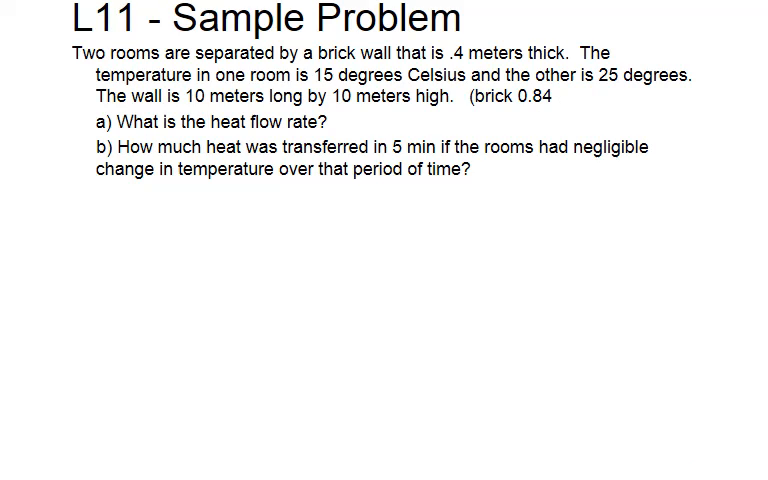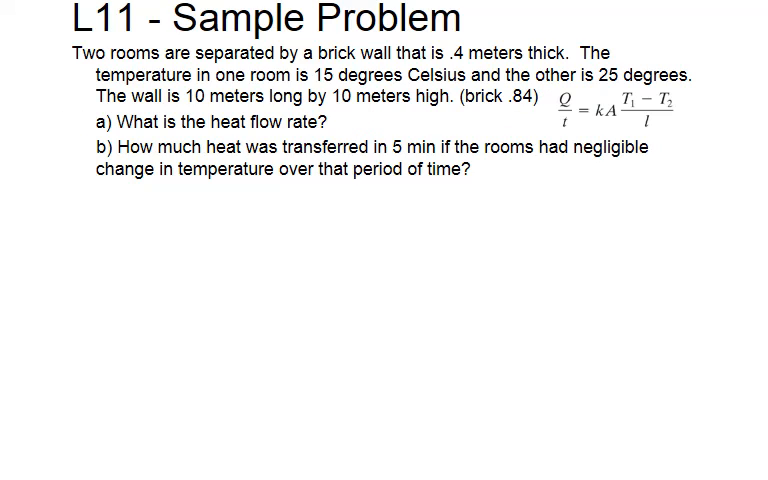So let's take a look at this example. We have two rooms that are separated by a brick wall that's 0.4 meters thick. The temperature of one room is 15 degrees Celsius, the other is 25 degrees Celsius. The wall is 10 meters long by 10 meters high, and we have brick, and this is the conductivity of brick. We want to figure out the heat flow rate, in other words, how many joules per second are going to be passing through. And part B, how much heat is transferred in 5 minutes between the rooms. Why don't you go ahead and pause the clip and give this a try, and when you're ready to check, you can hit play to continue.